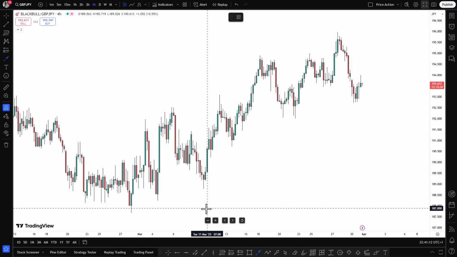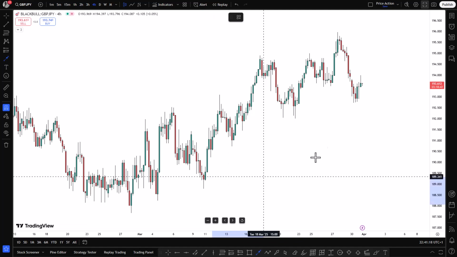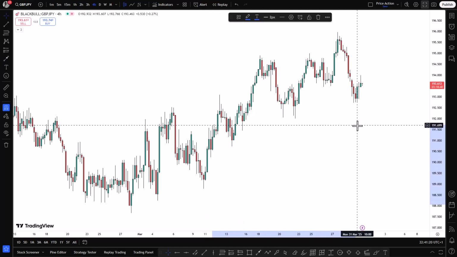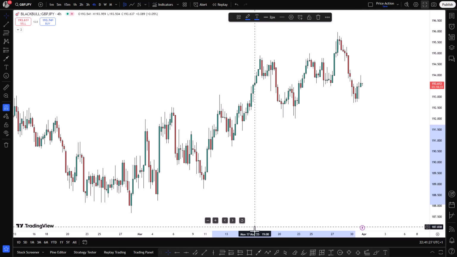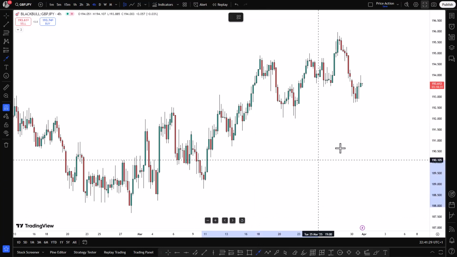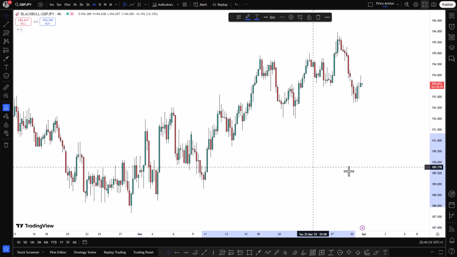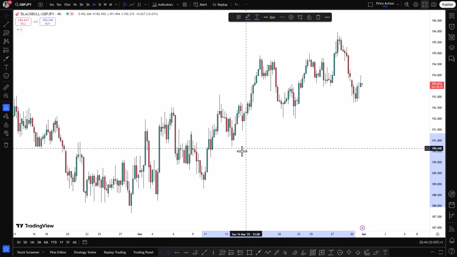If you've been attending any of our previous classes, especially the ones on market structure and price action, you'd know that this market is in an uptrend. Okay, there's no doubt about it. This market is in an uptrend. And why do I say this market is in an uptrend? What's my reason for saying this? The reason is pretty simple.